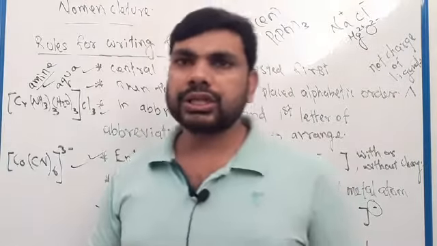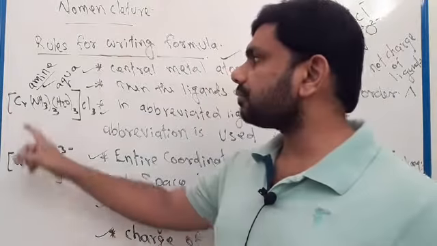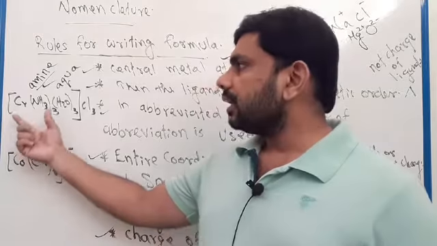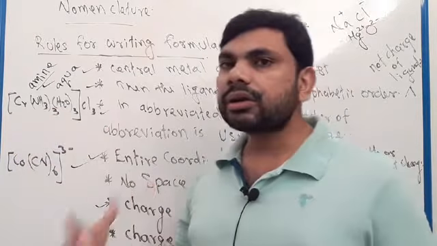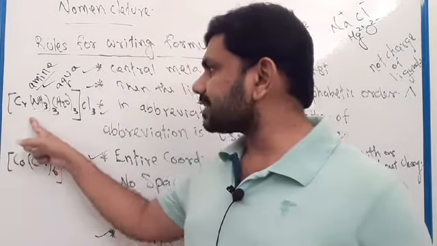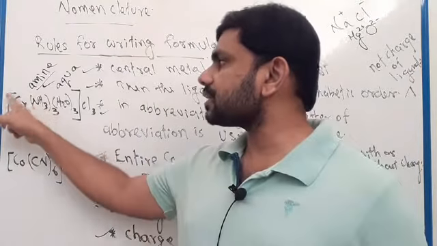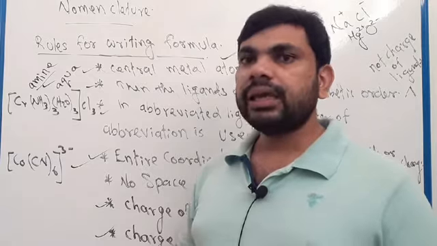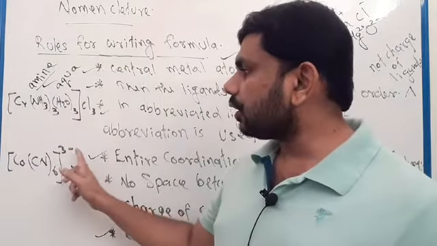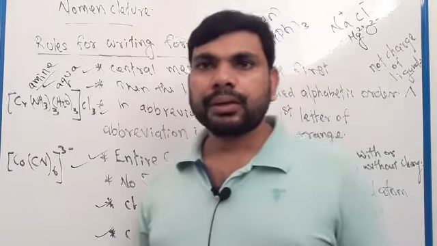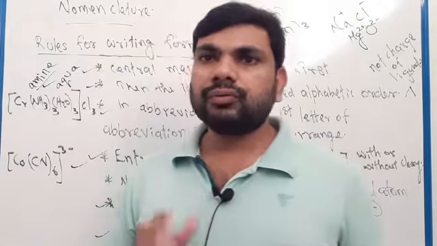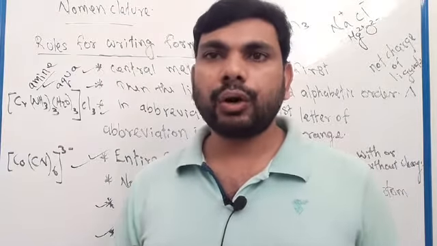So these are the rules for writing a coordination compound. Simply understand: we have to write the central metal atom first. Then ligands we have to arrange according to their alphabetic order. The coordination entity must be in a square bracket. If there is any charge we have to write it on the top right hand side. Clear? So these are the things you have to remember to write the formula of a coordination compound.